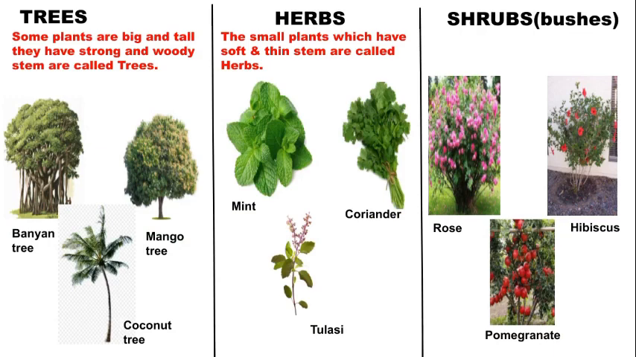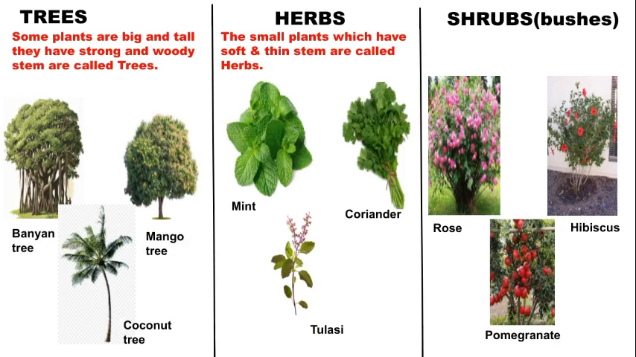What are trees? Some plants are big and tall. They have strong and woody stems and are called trees. For example, banyan tree, mango tree, coconut tree. Children, you can observe in these trees. So these trees have strong and woody stems.